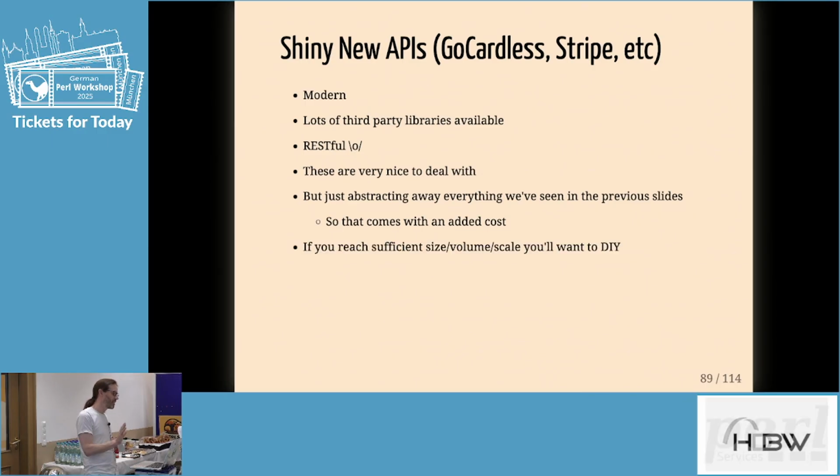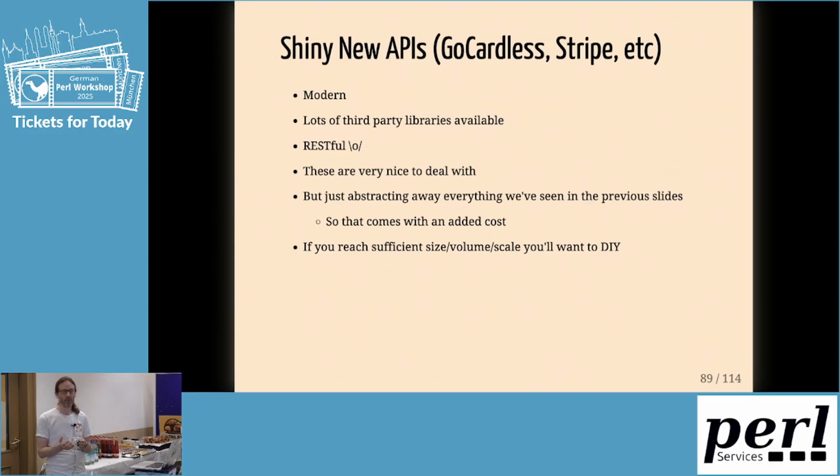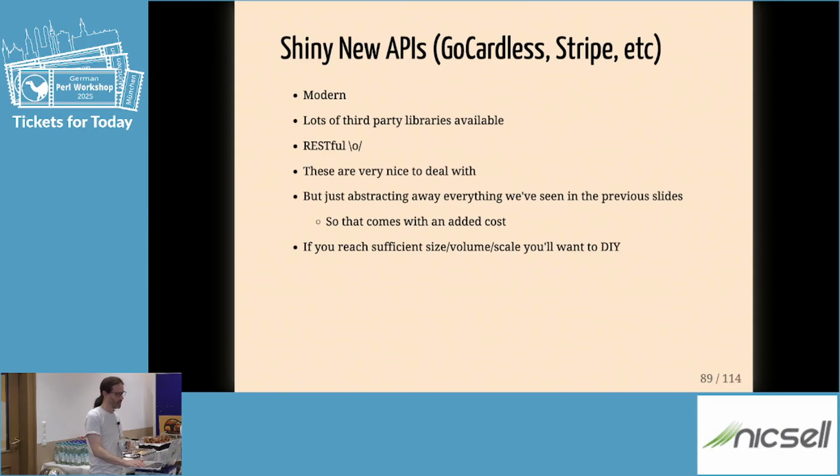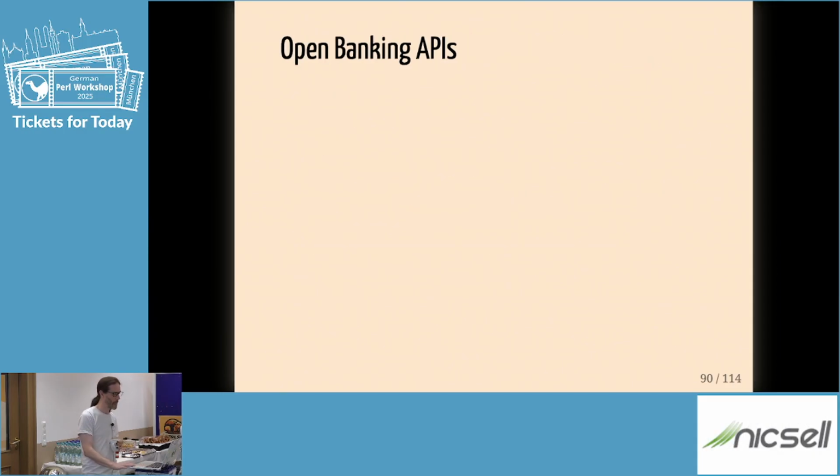And if you reach significant size or volume, you're probably going to want to do it yourself anyway, because if you're using these, you're going to get costs, and you probably want to get rid of those costs. So we are using GoCardless in the UK for direct debits, which is great because the direct debit system is not amazing to deal with. Open banking APIs, you've probably heard about these.